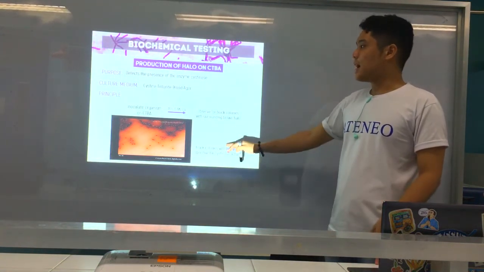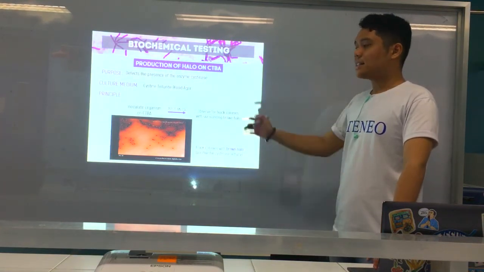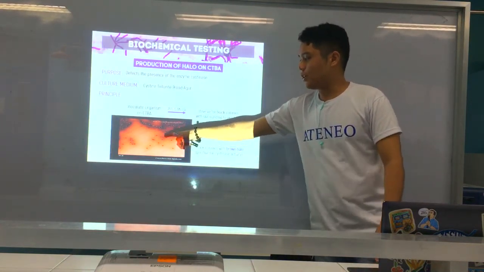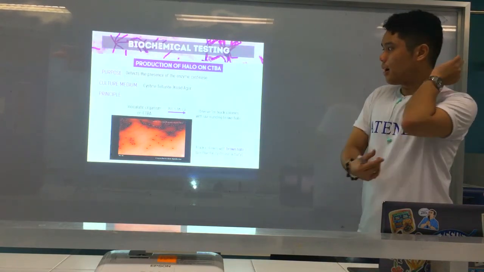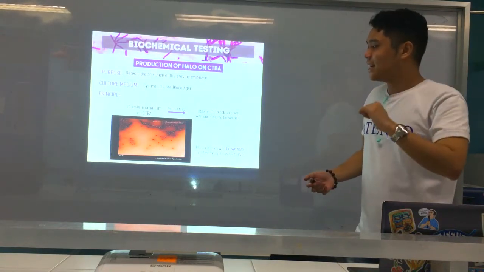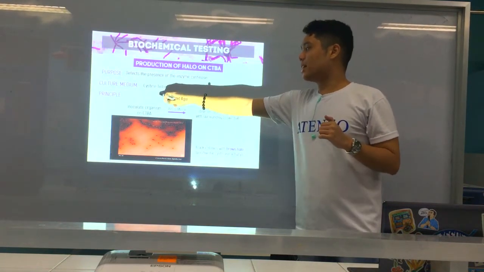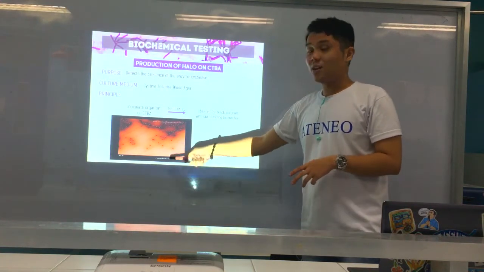Okay, so CTBA, production of halo on CTBA. Okay, again, it detects the enzyme cystinase. And the positive result is black colonies with a brown halo. There, as you can see. Which detects the presence of the enzyme cystinase, because cystinase breaks down cysteine, okay, and then it reacts with the tellurite, producing the brown halo, okay?